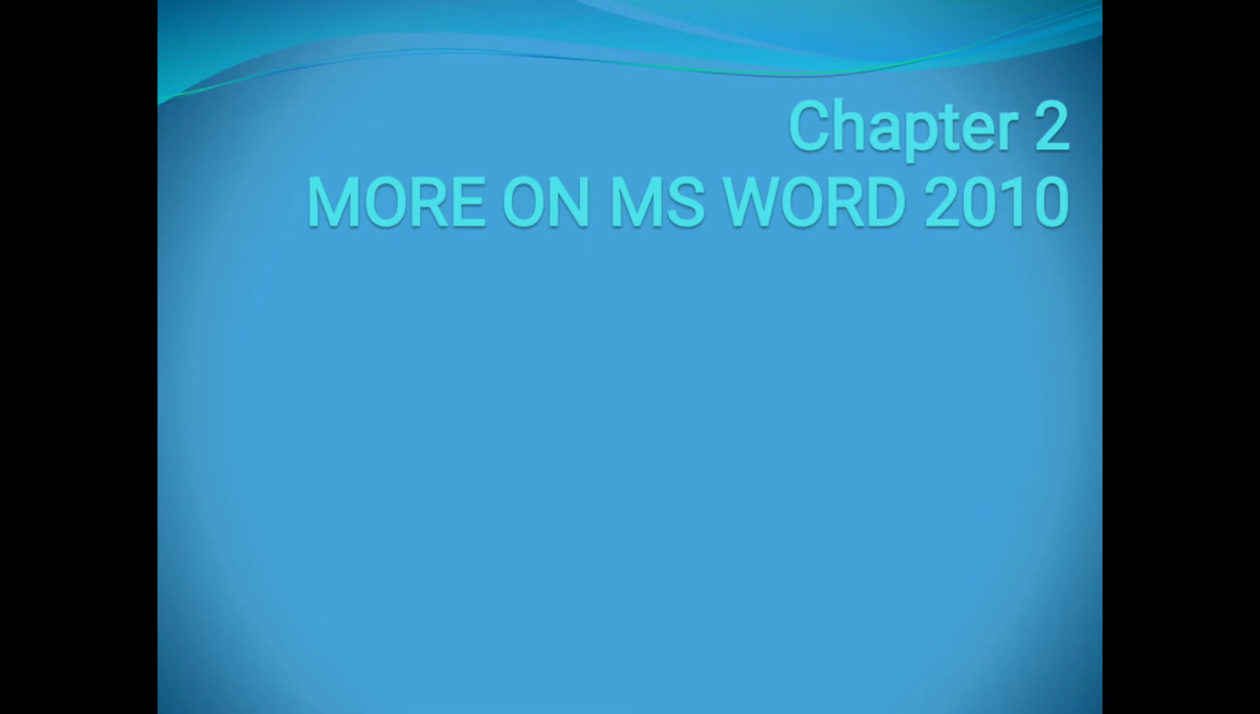You have already learned about the basics of MS Word. What is the use of MS Word? MS Word is used to type letters, applications, and other documents. And in MS Word, you have formatting and editing tools. These formatting and editing tools are used to design each page of a document. Here we shall know more about MS Word 2010.